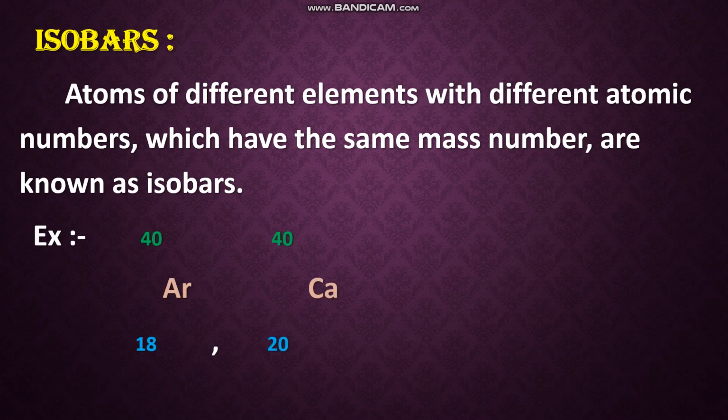Let us see the examples. You know argon's atomic number is 18. Argon's mass number is 40. Calcium also has mass number 40 but its atomic number is 20. These two are examples of isobars. You can see here argon and calcium have the same mass number but different atomic numbers. As the atomic numbers are different, they are different elements. So atoms of different elements with different atomic numbers and the same mass number are known as isobars.